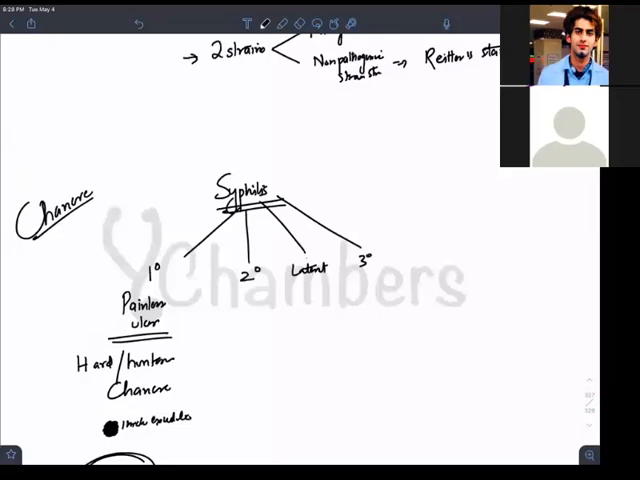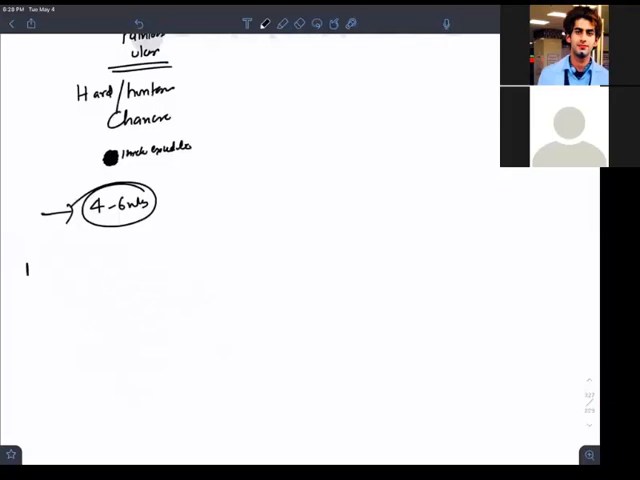A hard chancre. The character is painless and well indurated. What is the most common site in males? It is the penis. In females, the most common site is the cervix or labia.